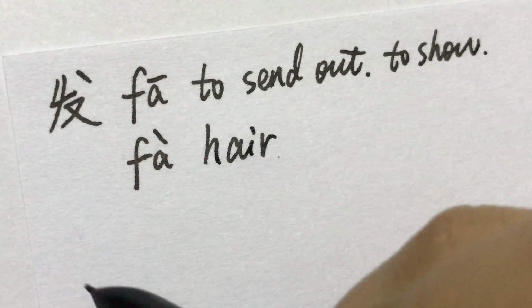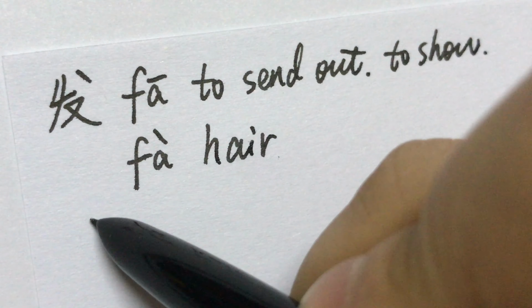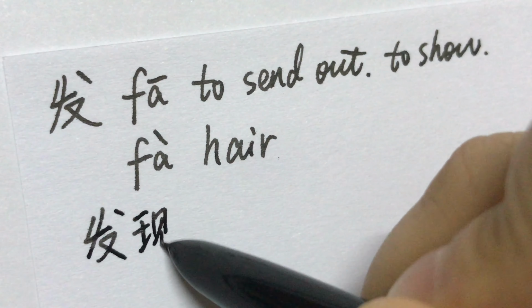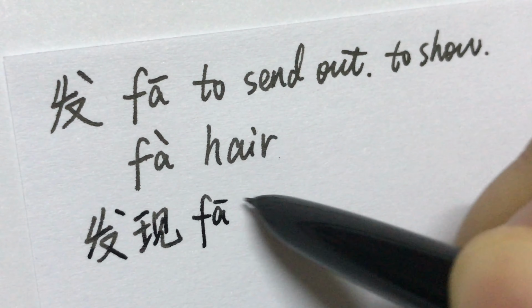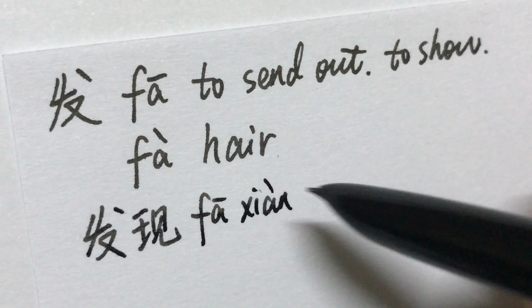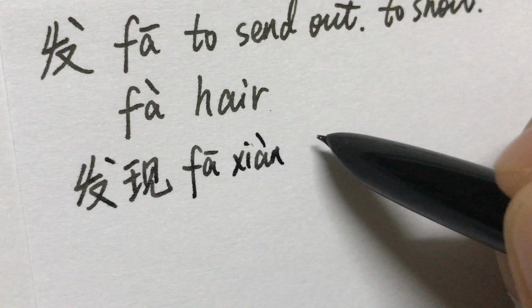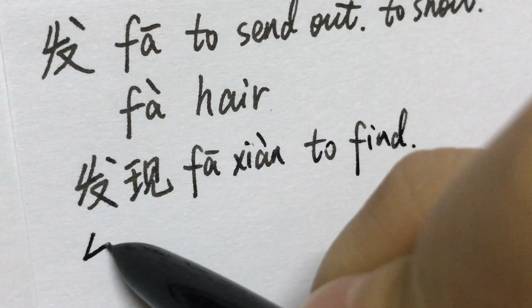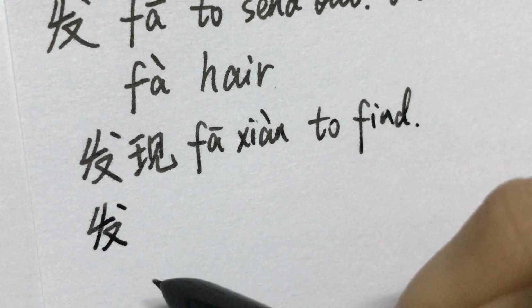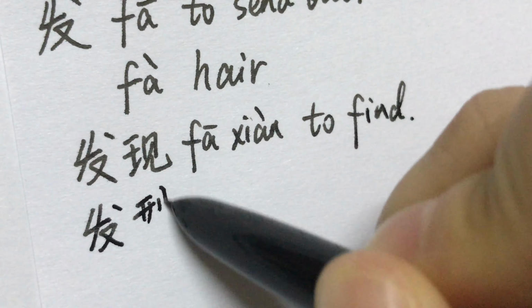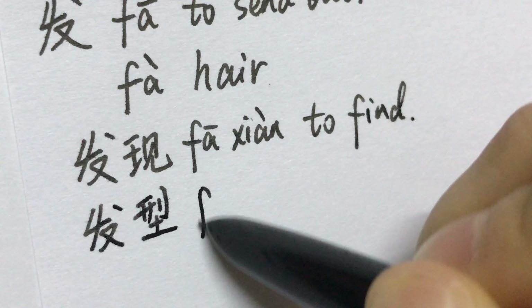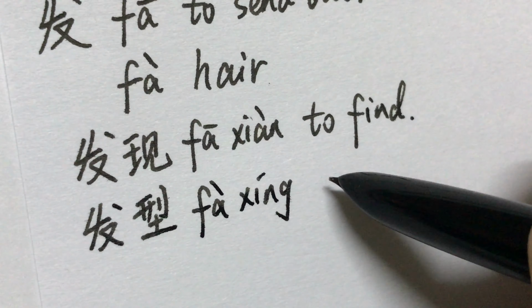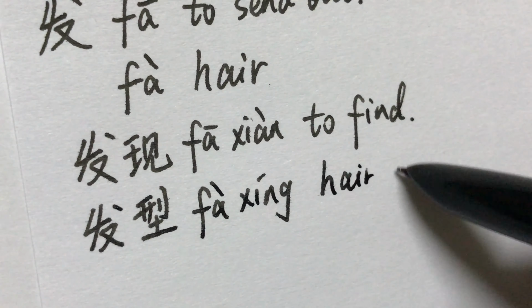Let's look at some examples. 发现, to find. 发型, hairstyle.